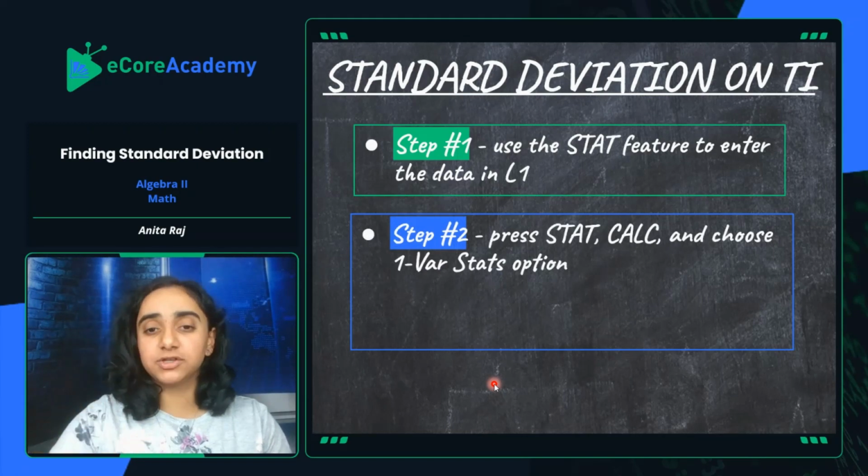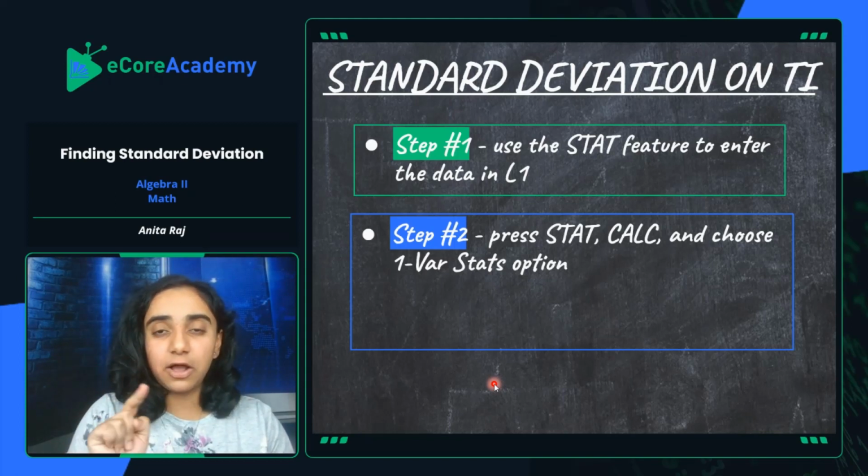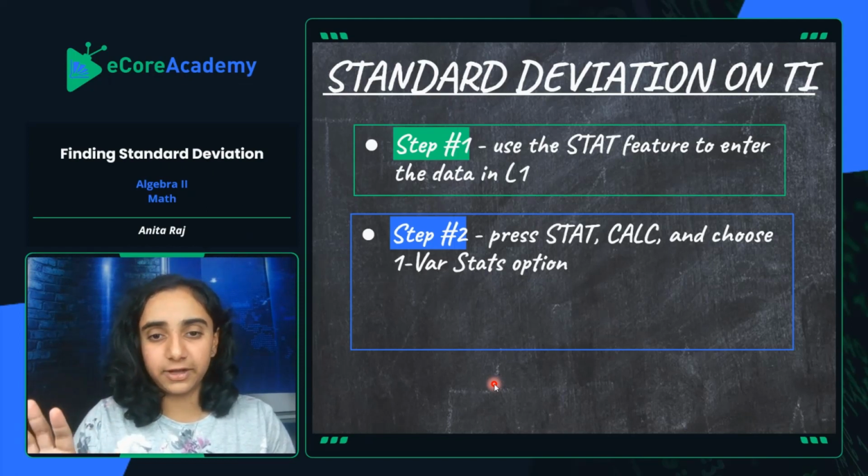Step 2, after you enter all your data points, you're going to hit Stat again, and then you're going to hit the right arrow so you can go over to the Calc menu instead of staying on Edit, and then you're going to choose one variable Stats, which is option number 1. One variable just has to do with L1. That means we only enter data points in one column. That's why we're working with one variable Stats and not 2 variable or anything else.